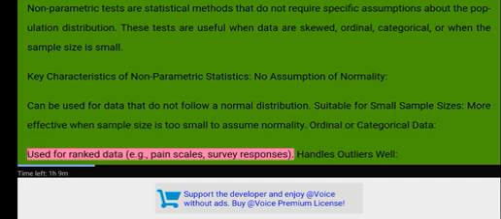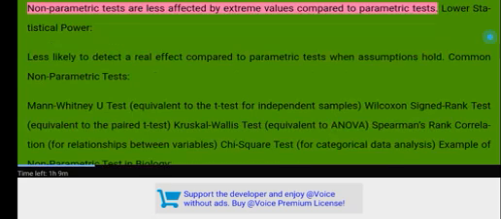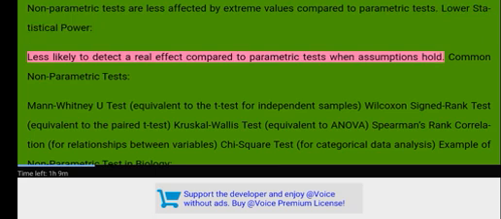Ordinal or categorical data. Used for ranked data, e.g., pain scales, survey responses. Handles outliers well. Non-parametric tests are less affected by extreme values compared to parametric tests. Lower statistical power. Less likely to detect a real effect compared to parametric tests when assumptions hold.